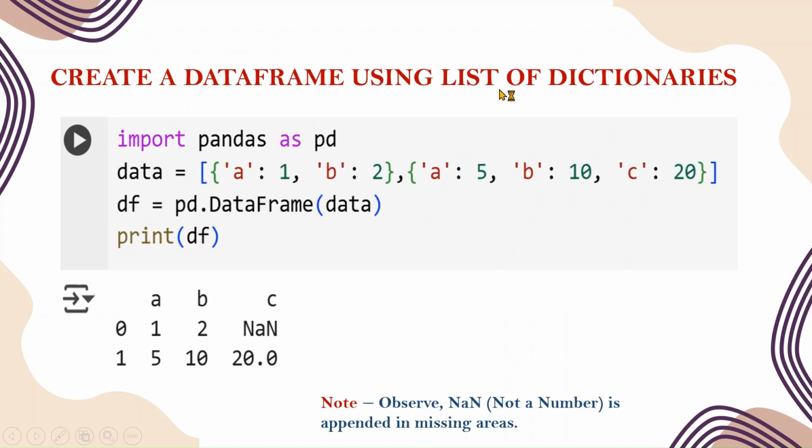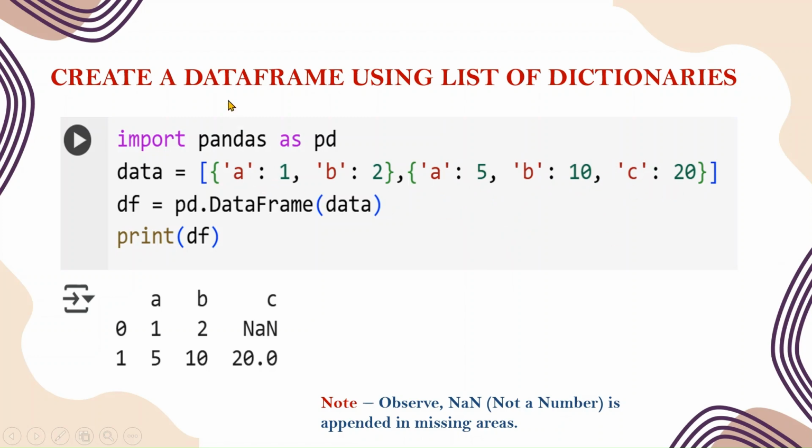Now create a data frame using a list of dictionaries. So now I'm creating two inner dictionaries, but you can see the outer one is a list in square brackets. So a list is holding two dictionaries. For one dictionary, key is A, value is 1, key is B, value is 2. Here is one more dictionary: key is A, value is 5, B is key, 10 is value, C is key and 20 is the value.